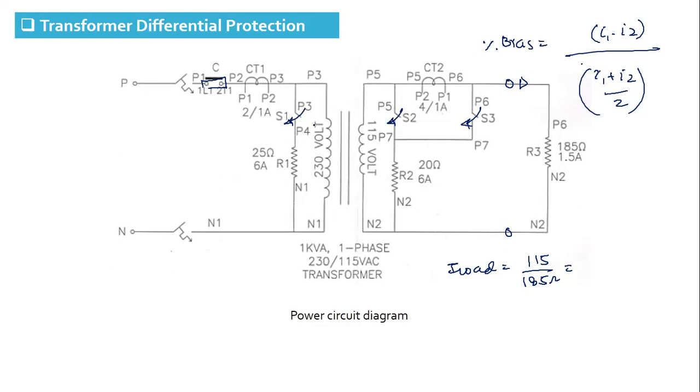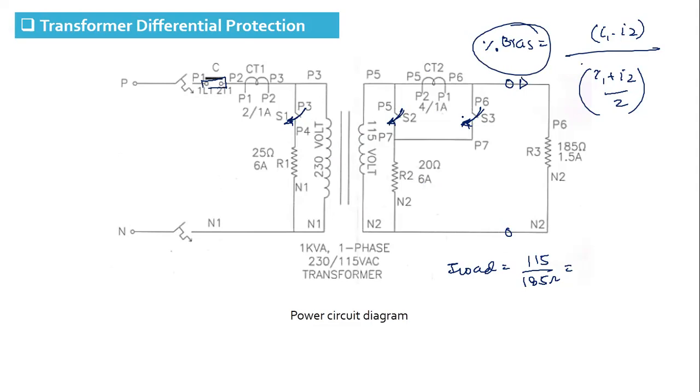For the MBCH12 relay, we have set some percentage bias, and we'll check whether the percentage bias calculated for this fault is more than the set value or not. And if it is more than the set value, the relay will trip.